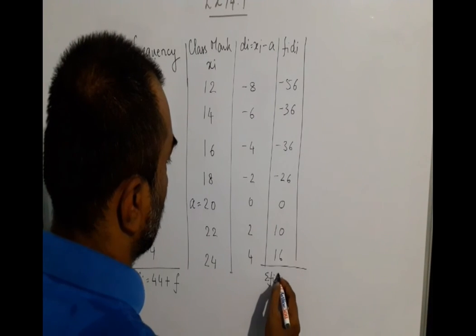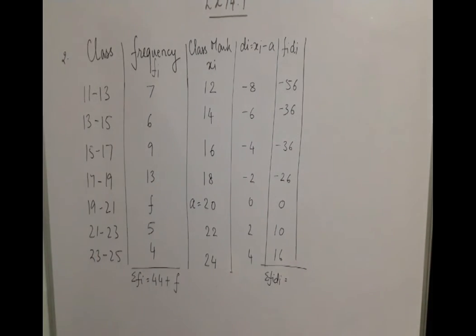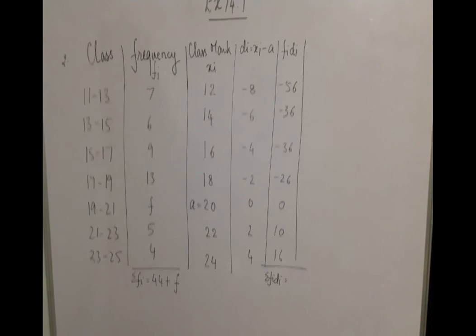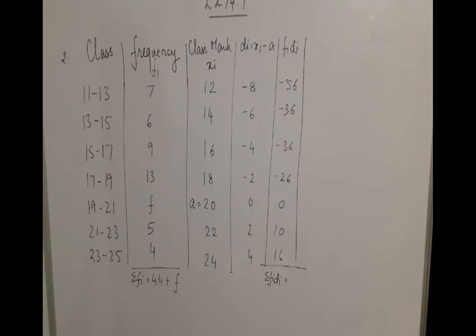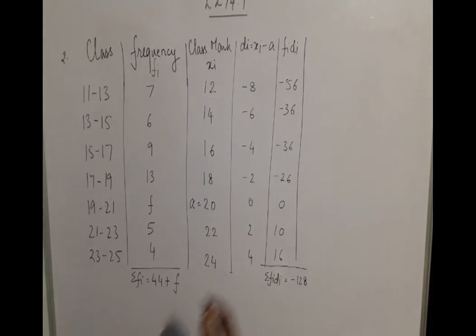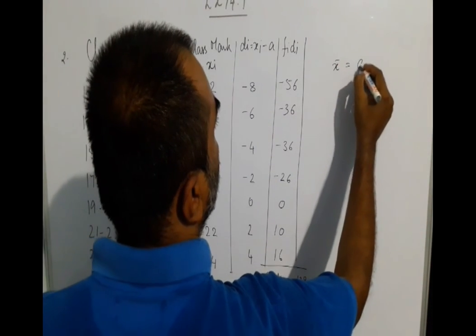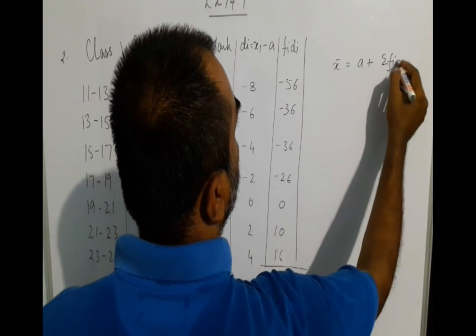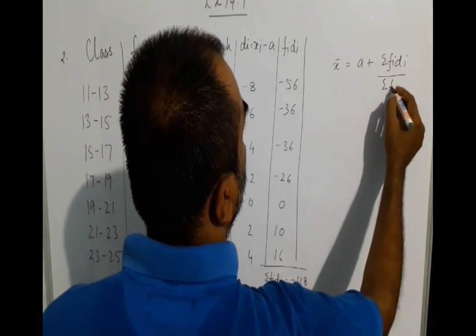Okay, so what is the sigma Fidi now? Can you find out? Sigma Fidi. How do we find it out? Let's add 56 plus 36 plus 36 plus 26 is 154, minus 10 minus 16 is 128. So we get sigma Fidi is minus 128. Now apply the formula. X bar equal to A plus sigma Fi di upon sigma Fi.